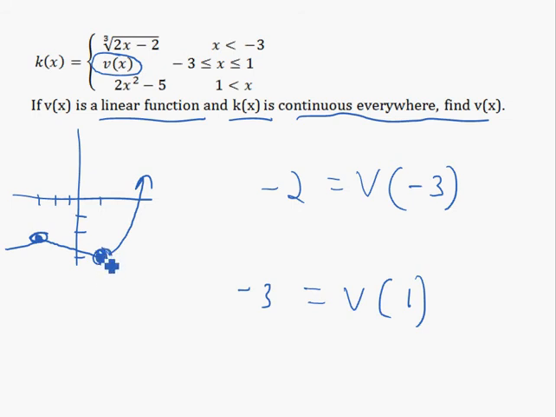So the only 2 points I know it has to go through are negative 3, negative 2. So that's what this says. When x is negative 3, the y value of v has to be negative 2. The function value is negative 2. And it has to go through 1, negative 3.